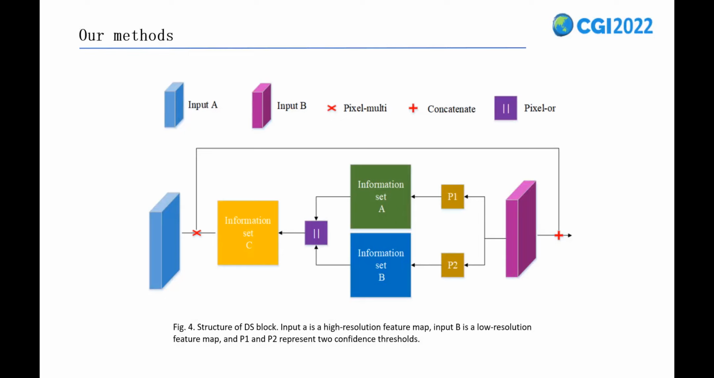Specifically, the DS block uses the softmax function to calculate the probability value of each pixel for the two categories of the feature map with the number of input channels of 2, and stores the position of the pixel with the maximum probability value less than P1 as the information set A, and stores the position of the pixel with the difference between the two probability values less than P2 as the information set B. Perform a union operation on A and B to get the detailed information selection set C.